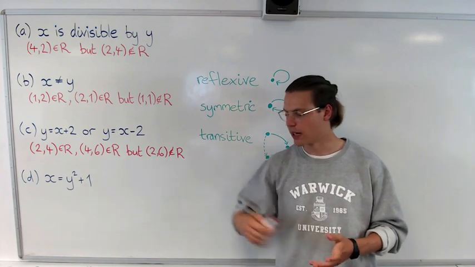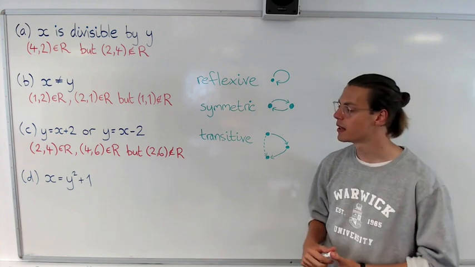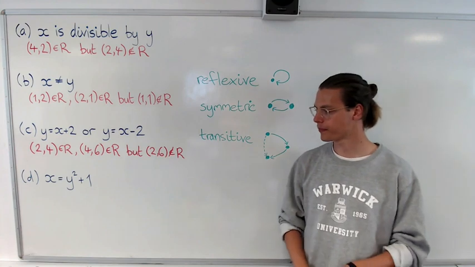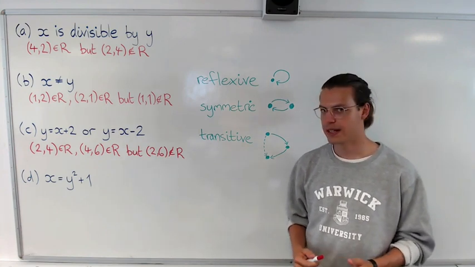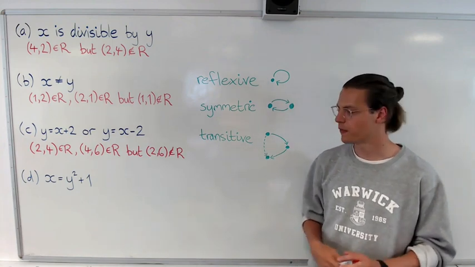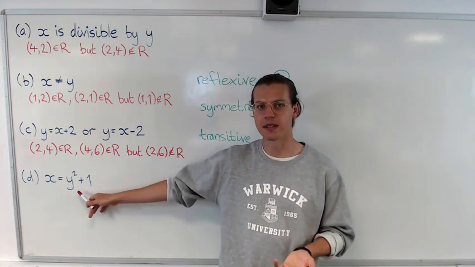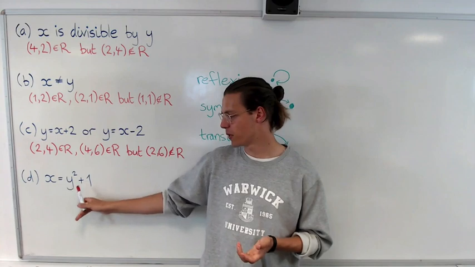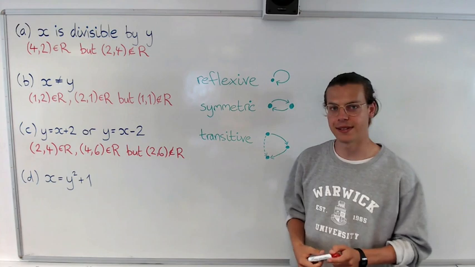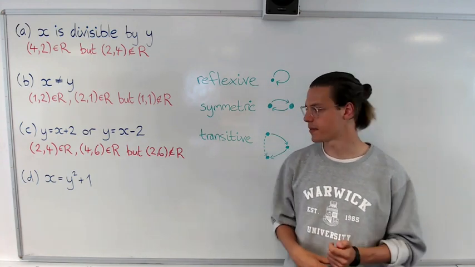Let's look at our final relation, in which x is related to y if and only if x is equal to y squared plus 1. First of all, is this relation reflexive? No. For example, 1 is not equal to 1 squared plus 1. Right? 1 squared plus 1 is 2. 1 is not equal to 2, so 1 is not related to itself. And that's enough to tell us that the relation is not reflexive.